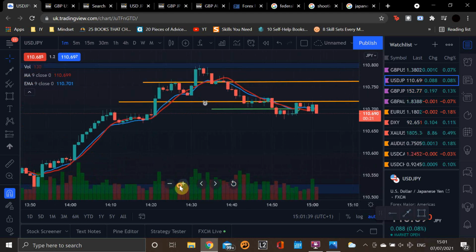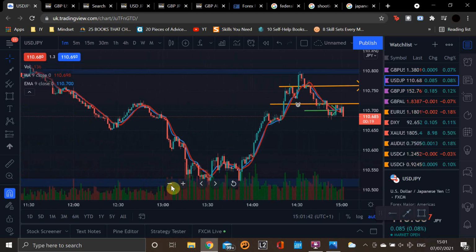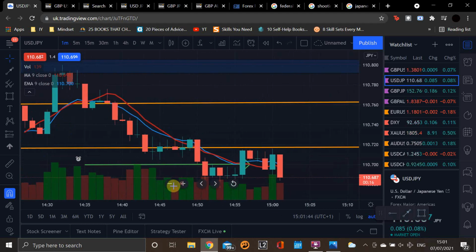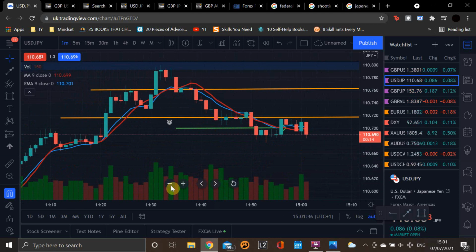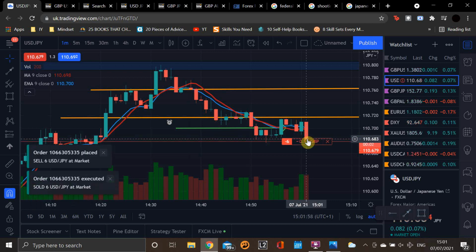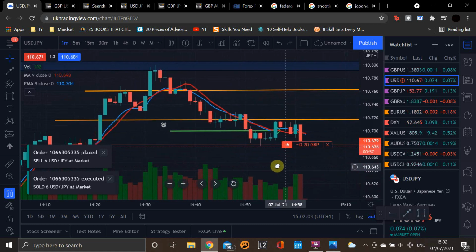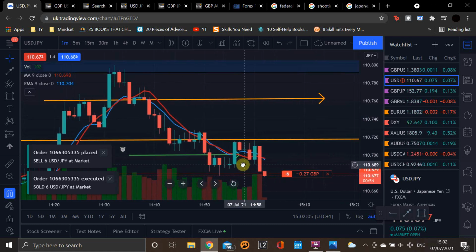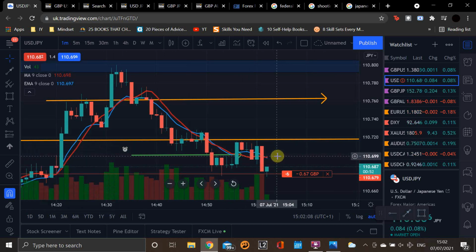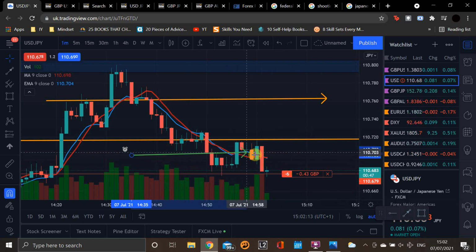I feel like I'm just slightly trading against the trend. Yeah, I'm trading against the trend. Just change sides, yeah. If it's telling you to change sides, it's telling you to change sides. Yeah, so. Stop loss just above this area.